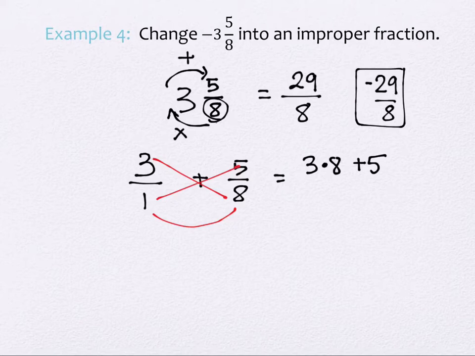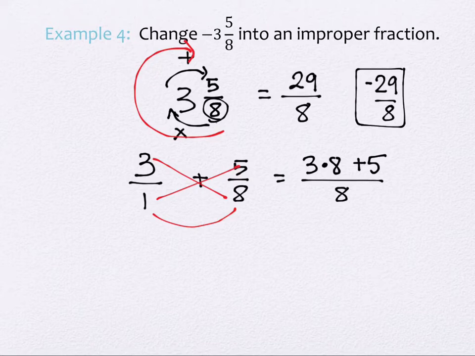And that's exactly what this pattern up here does. It's the 8 on the bottom times the 3 over here plus the 5 that's on the top. That's what's happening. And then I have, of course, the same 8 times 1 on the bottom, so I have the 8 on the bottom.